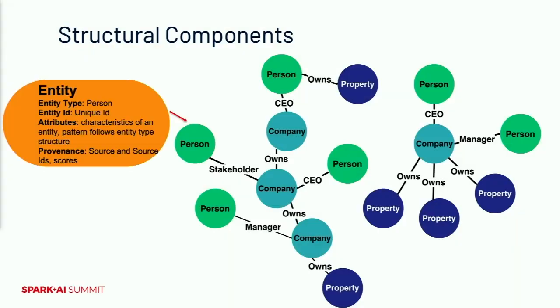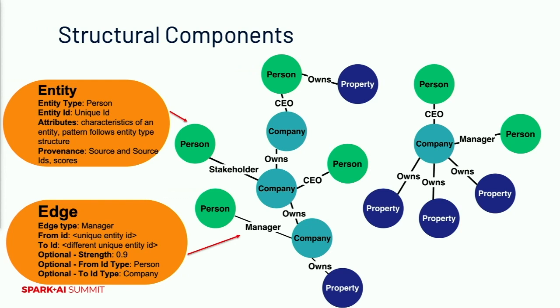Looking a little bit more closely at the structural components of the knowledge graph, you have your entities. So all of the nodes are different entities with different types. Looking at the entity type person, each of these nodes, these entities, are going to have unique IDs, and they'll have attributes that live on the entity. And the attributes for a person would be first name, last name, middle name, gender, age, some income bracket, etc. You also have provenance that lives on the entity, so that you know where the attribute information came from and your confidence level for the attribute information for each entity.